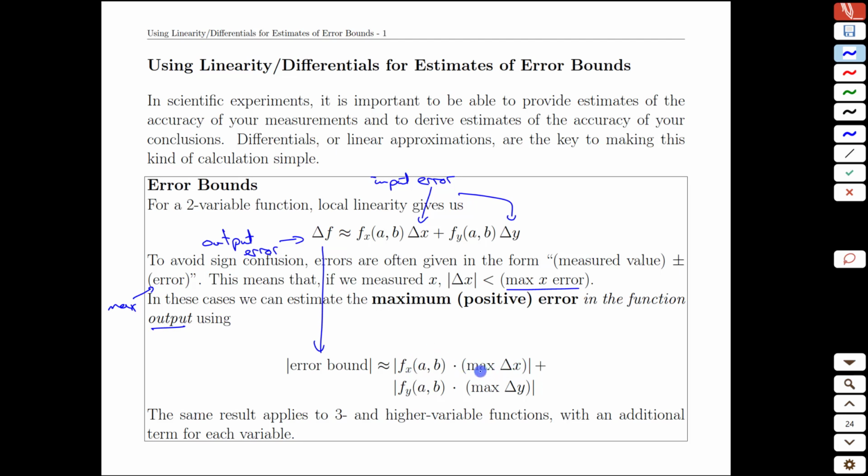We take the maximum delta x possible, but otherwise it's the same formula we started with, and the same thing for the possible error in y. This is the worst possible error bound we can get, and it's based on the worst possible errors in the two inputs. If we go to 3 variables, we would use 3 terms like this. Now this makes a lot more sense if we look at an example, so let's do that next.